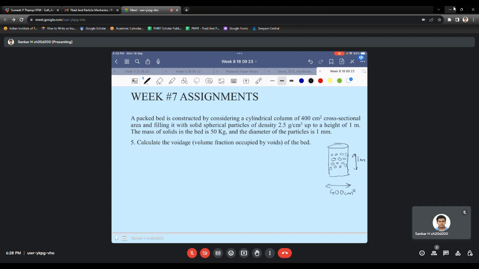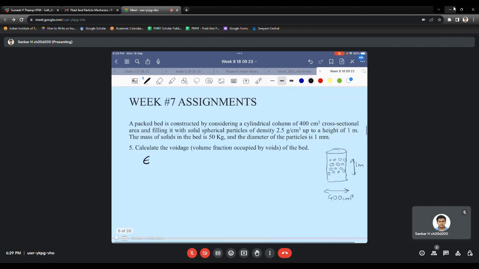First question is find the voidage, or the volume fraction occupied by the voids of the bed. How do we do this question? So let us consider epsilon to be our packing fraction. We need to find out the voidage, which is given by 1 minus packing fraction.